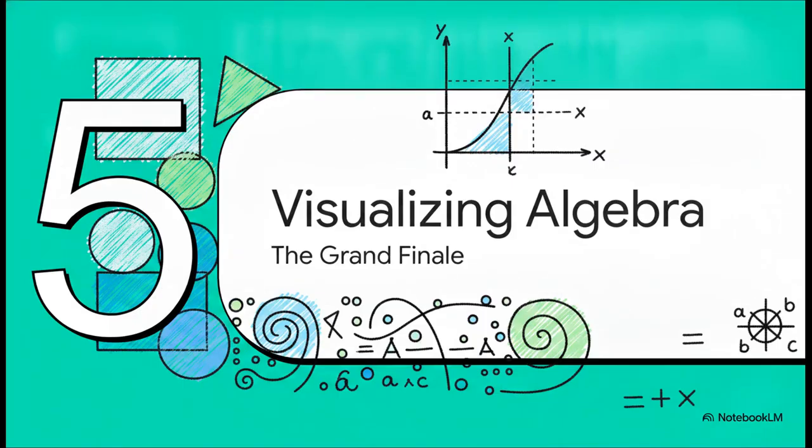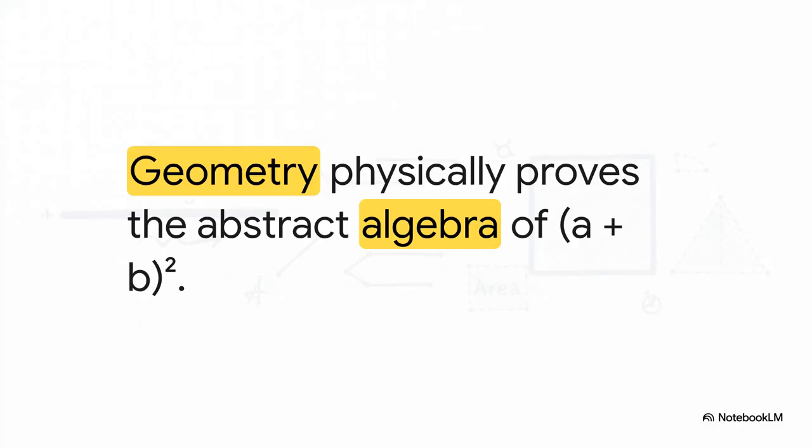Section 5. Visualizing Algebra, the grand finale. We've covered a ton of ground, but I promise to connect our geometric journey to a completely different branch of math. Now, what's really interesting about this slide is how physical shapes can actually prove abstract algebraic identities. You might remember the classic formula, (a + b)² = a² + 2ab + b².